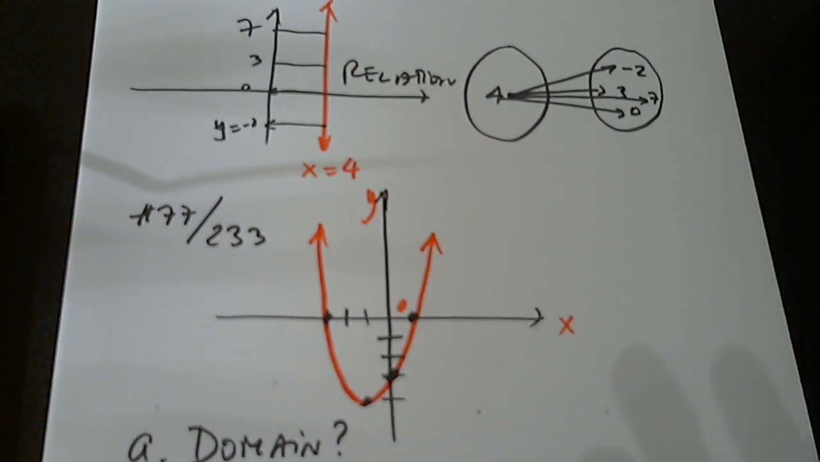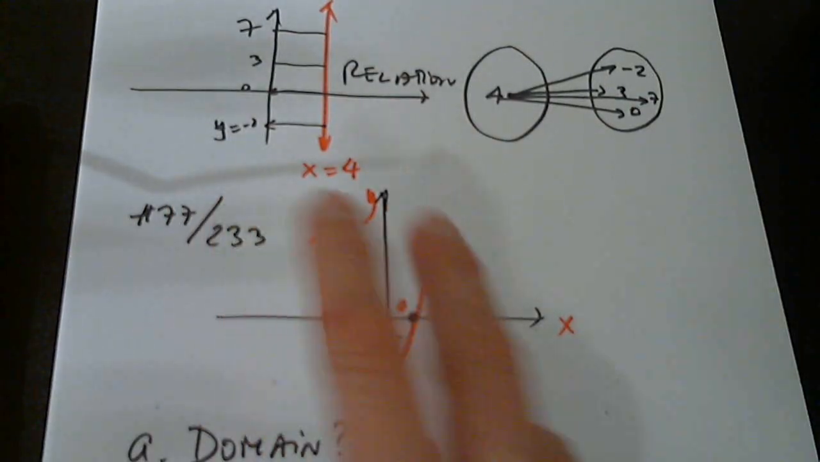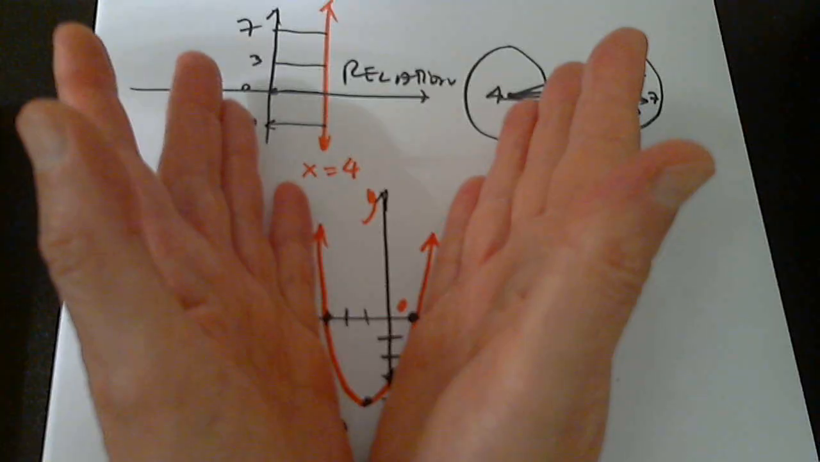What are the possible values of x? Anyone can guess? Anyone, please? -3 and 1. It goes on forever.